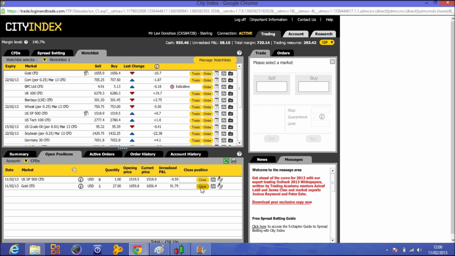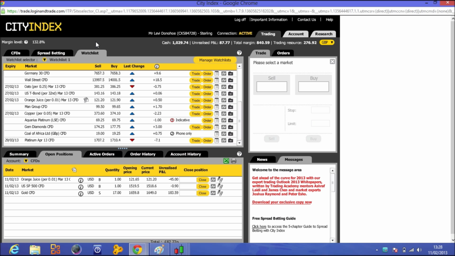Right, as you can see, gold is doing quite well. Our price on gold, we're £91 up. If you wanted to close this position, we can't sell because we've already sold before we bought, if that makes any sense. So we can only buy that trade, which will close that position down.